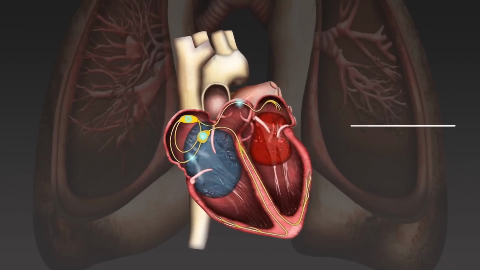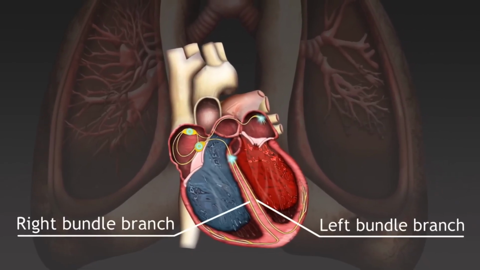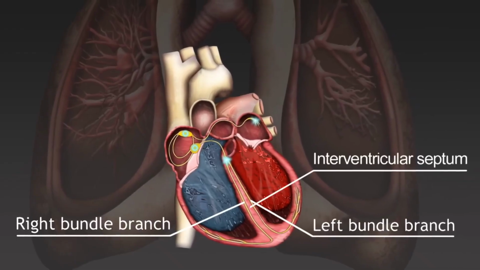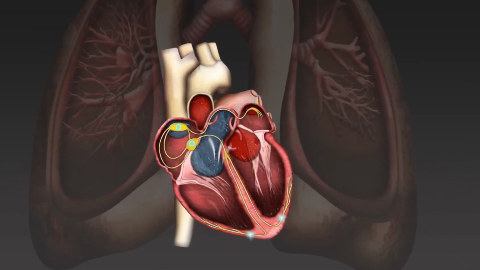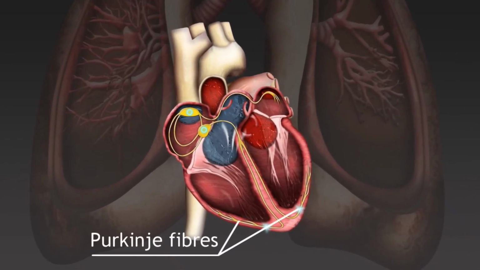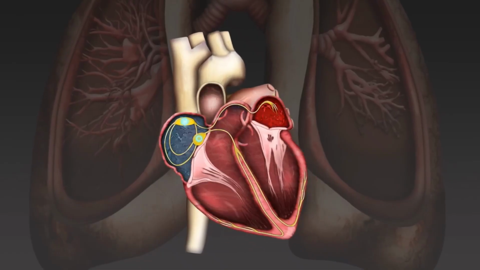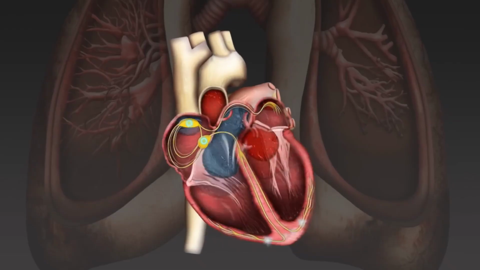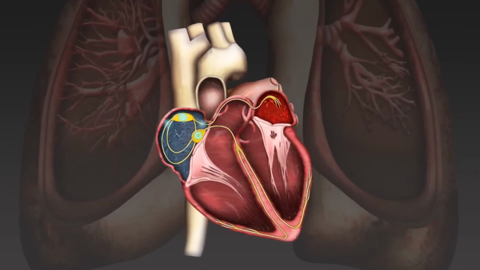The impulse travels along the bundle of His, where the conducting pathways divide in two, forming the left and right bundle branches, which lie in the interventricular septum. From the bundle branches, the impulse spreads into the inner walls of the ventricles via specialized conducting fibers, called Purkinje fibers. Finally, the impulse travels up the outer walls of the ventricles towards the atria. The rapid and controlled spread of the electrical impulse through the ventricles stimulates the muscle cells in the ventricles to contract together and pump blood efficiently to the lungs and body.